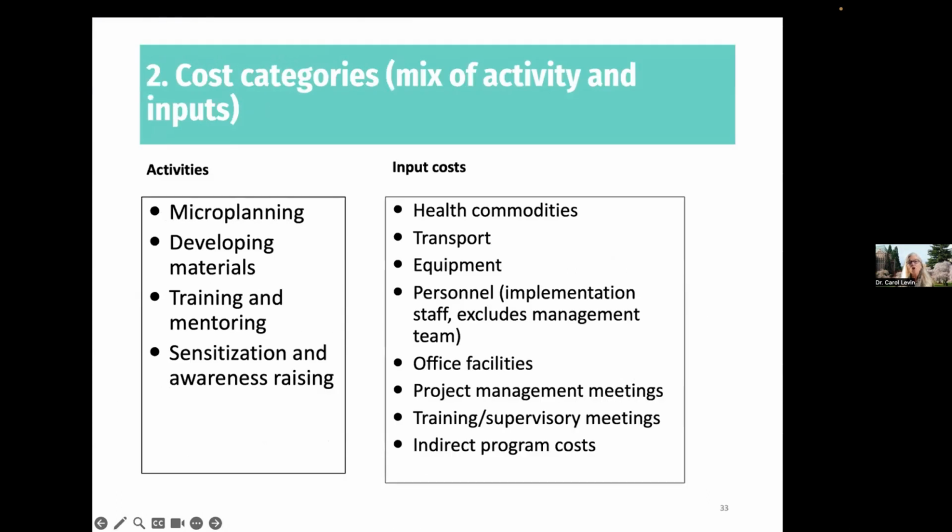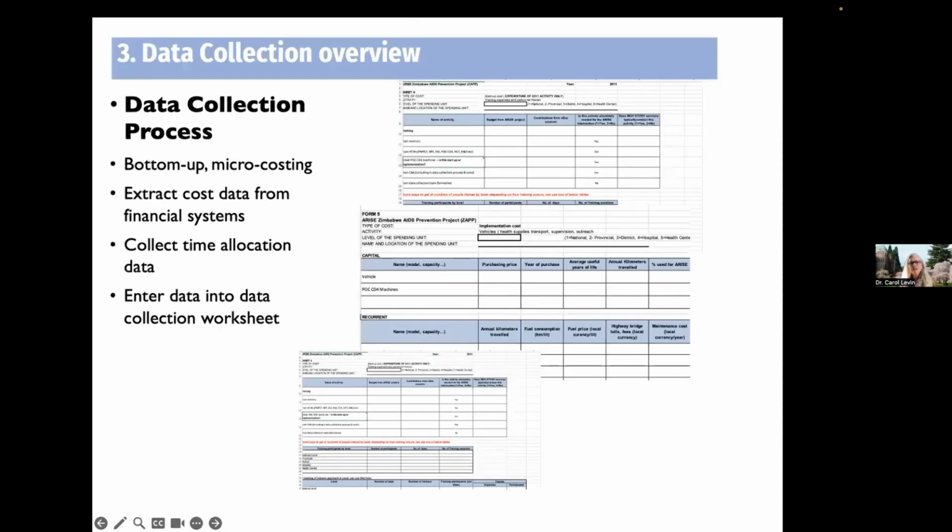So for our study, for the ARISE, looking at trying to strengthen demand and supply of these PMTCT services, we're very interested in the micro-planning, developing materials, training and mentoring, sensitization and awareness raising. We used a combination of activities that you see on the left-hand side, and also then input cost: health commodities, transport, equipment, personnel, etc. Now, you don't have to worry about these forms. You'll get the slides. You can sort of look at them. I wanted to give you a snapshot of what the data collection forms look like.